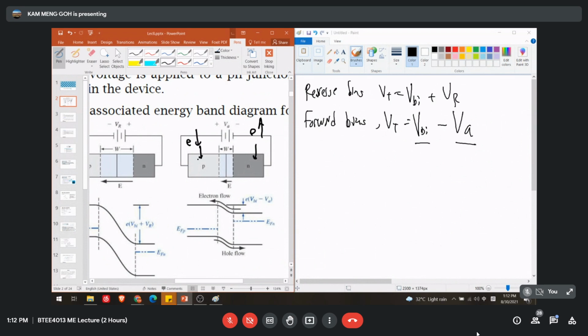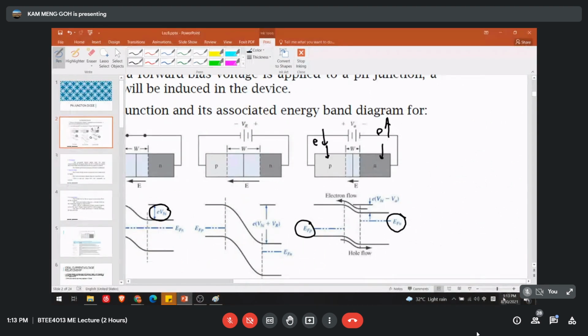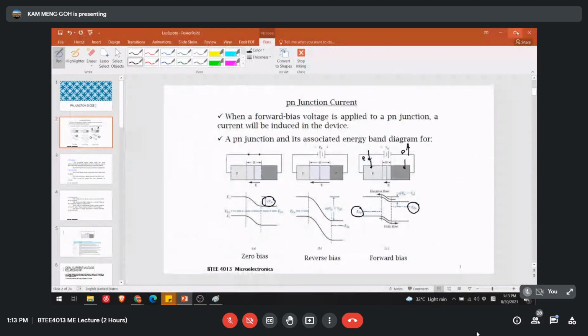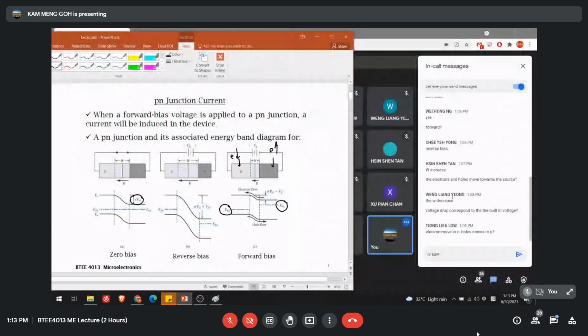Same thing happens to the hole. It flows to here, to here. Okay, hole flows here, and the electron flows here. And what is interesting is the Fermi energy level here will be higher than the Fermi energy level here. Okay, at this point, any question? If no, then I will proceed to the next slide.